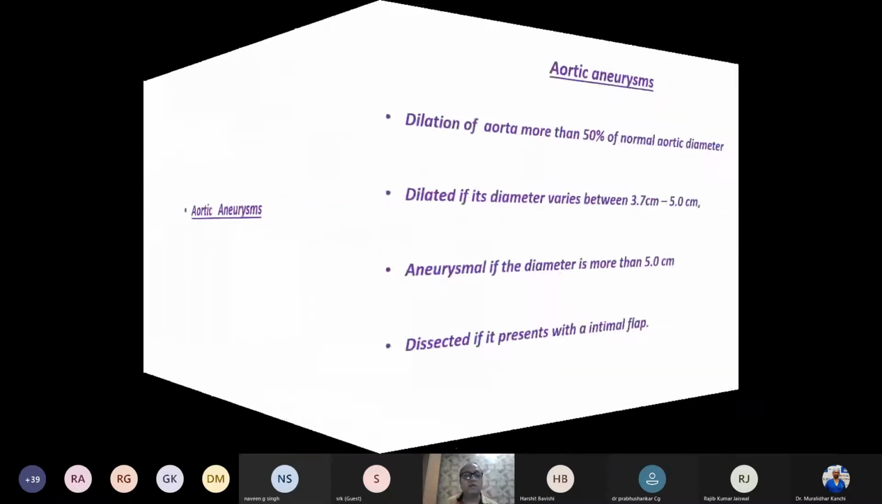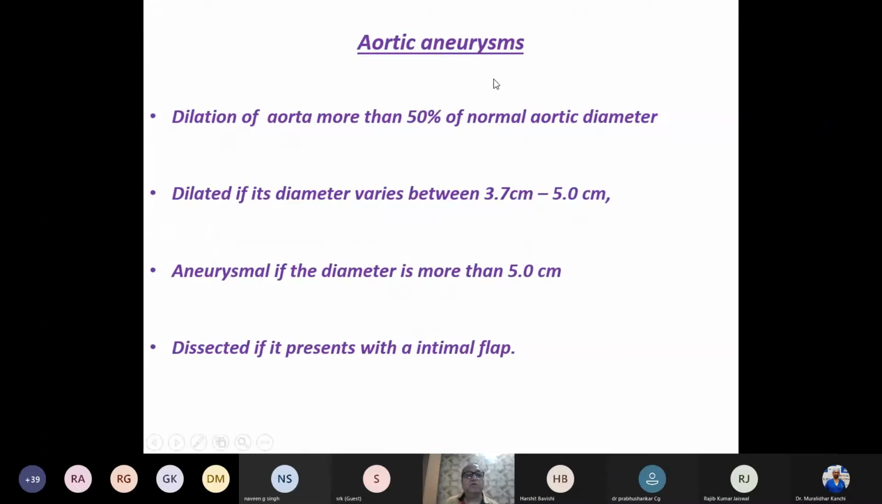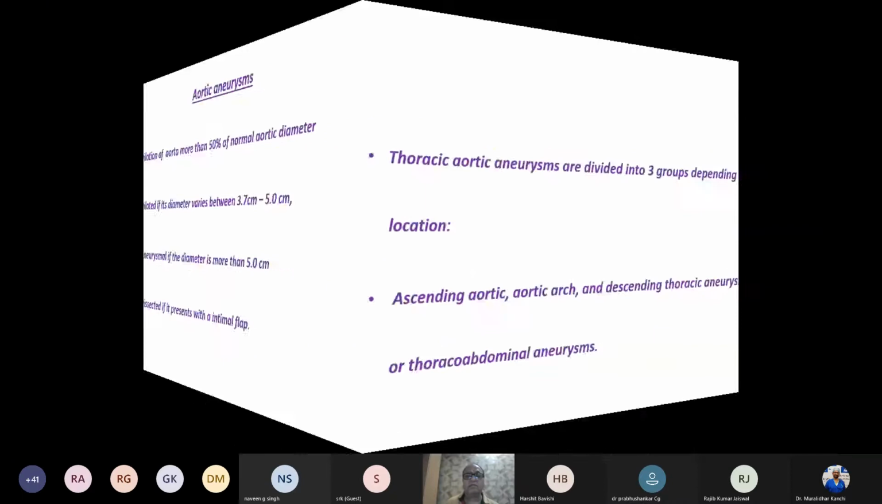Coming to aneurysms, aortic aneurysms. When do you say the aorta is aneurysmal in nature? Normally the aorta should be about 25 to 35 millimeters, or 2.5 to 3.5 centimeters. You say it is dilated if it varies between 3.7 to 5 centimeters, and it is aneurysmal if it is more than 5 centimeters, that is, dilated more than 50% of the normal diameter. And you call it a dissection if an intimal flap is present. Without the intimal flap, we would still term it aneurysmal if it is dilated more than 5 centimeters or 50 millimeters.